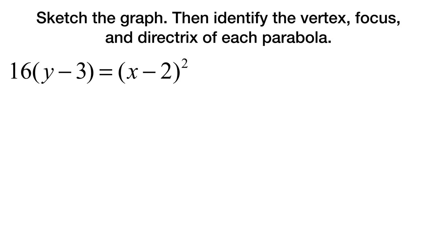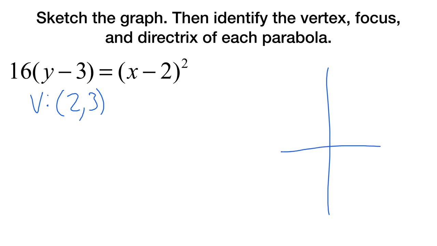This one says 16 times y minus 3 equals x minus 2 squared. So let's start with our vertex. Remember, x minus 2 is equal to x minus h. So that means h is going to be positive 2, and k is going to be positive 3, because it's y minus k. So that is our vertex. The next thing I'm noticing is the part being squared is x, meaning it's going to be something facing upward, something like that.